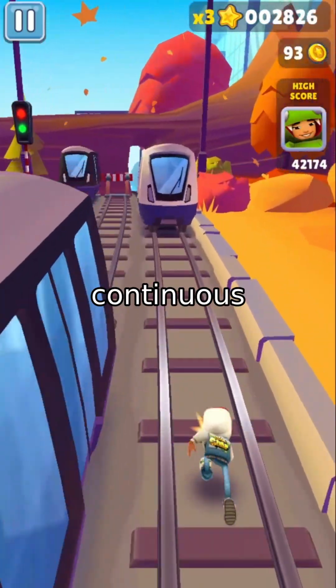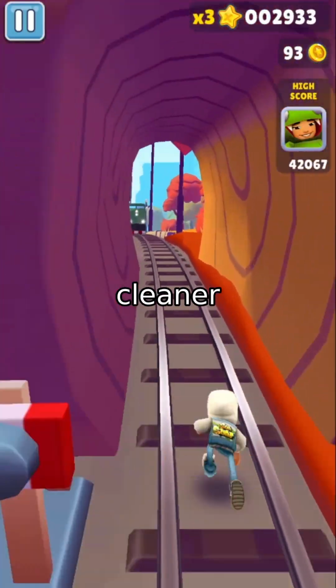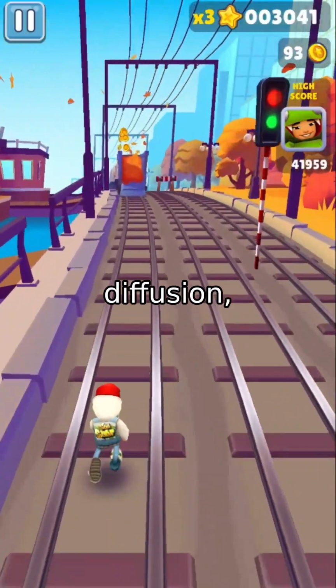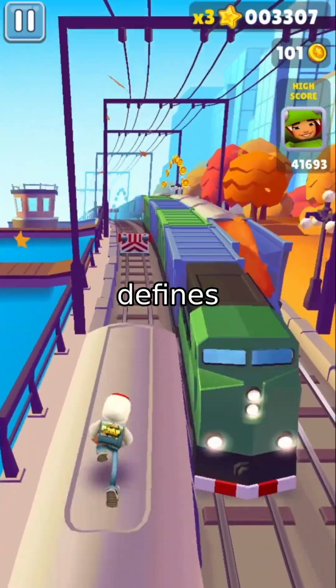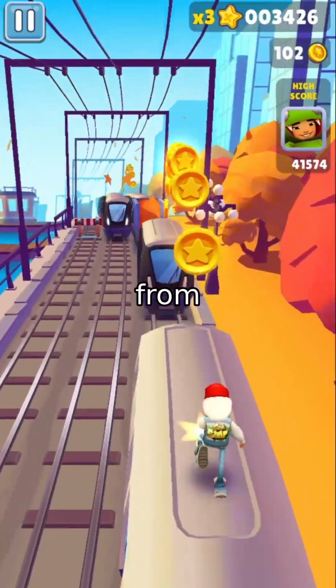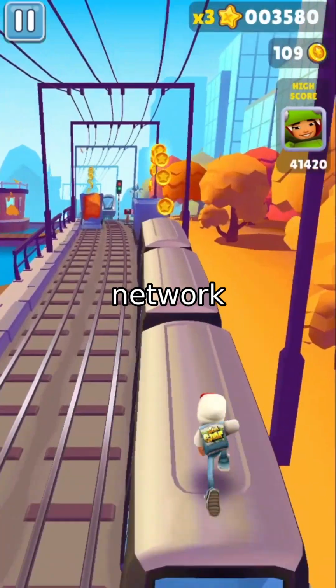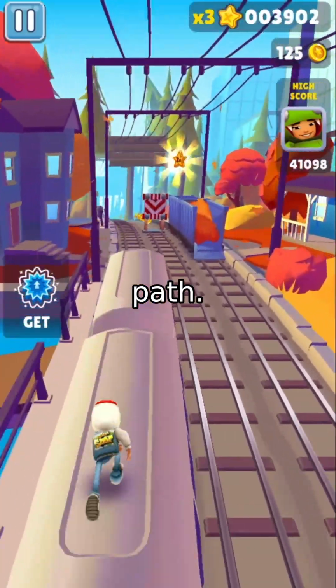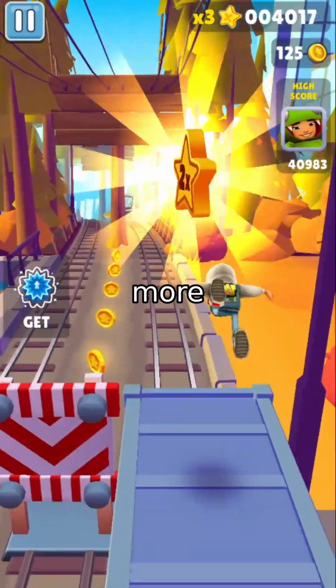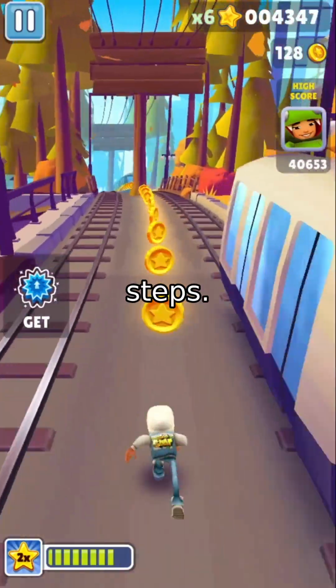FMPose, on the other hand, uses continuous normalizing flows, a much cleaner framework. Instead of noisy reverse diffusion, it learns a deterministic ordinary differential equation, an ODE, that defines the smooth, continuous evolution of the pose from noise to reality. The neural network predicts the velocity of each joint at every moment, guided by the optimal transport path. And the result? Faster, more accurate, and more stable generation, with far fewer steps.